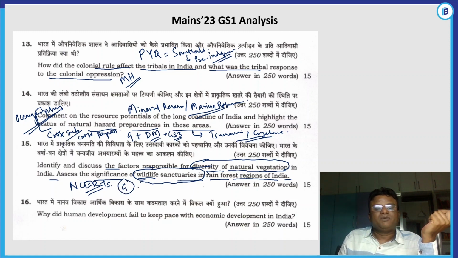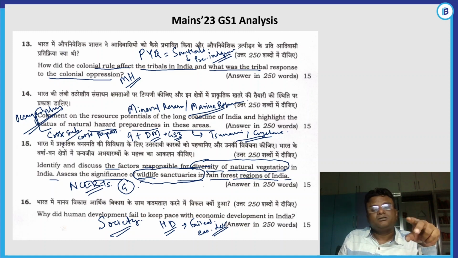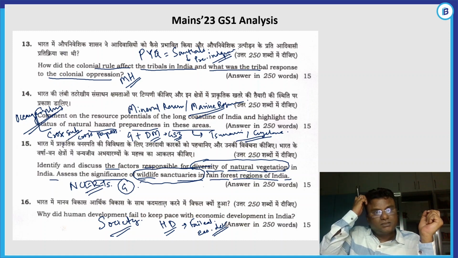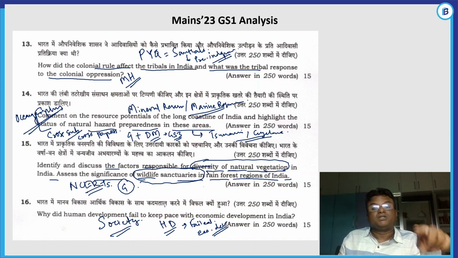Why did human development fail to keep pace with economic development in India? Various factors, you should be able to articulate what human development means and why it has failed in India, especially from the economic development standpoint. Okay, so there is a question in GS2 as well on this. It has been asked twice, almost a similar question. And if you have read about human development, you should be able to answer both the questions.